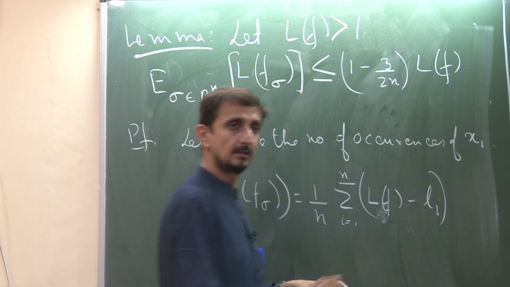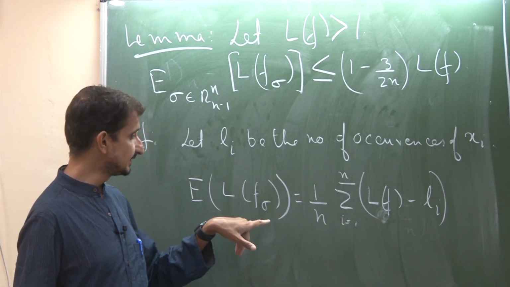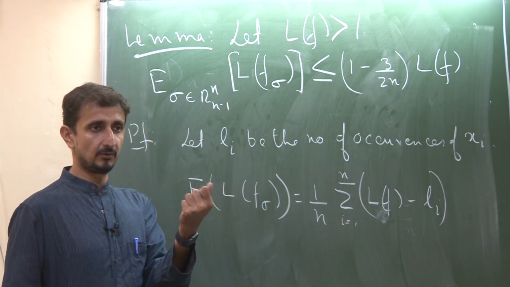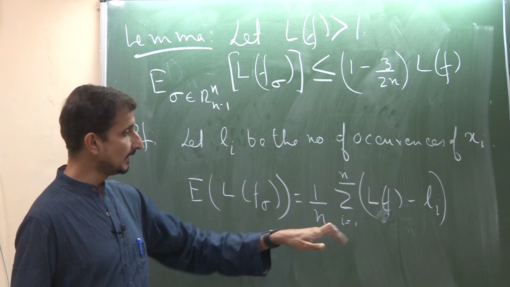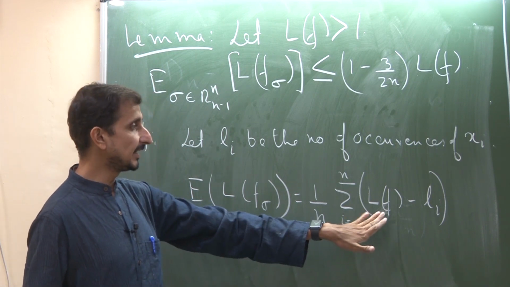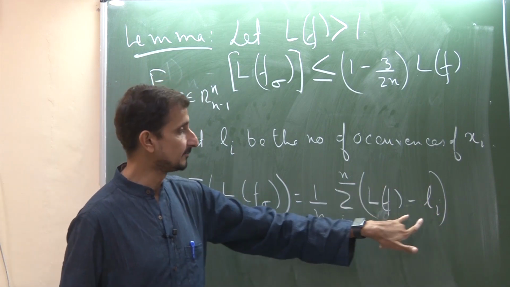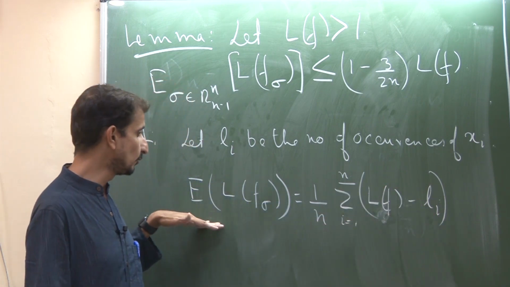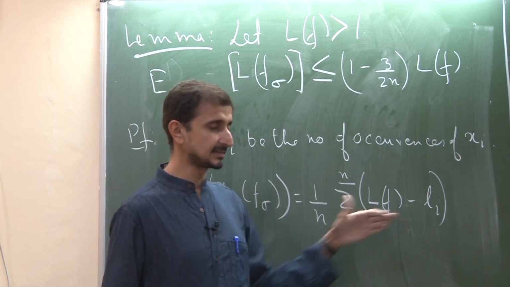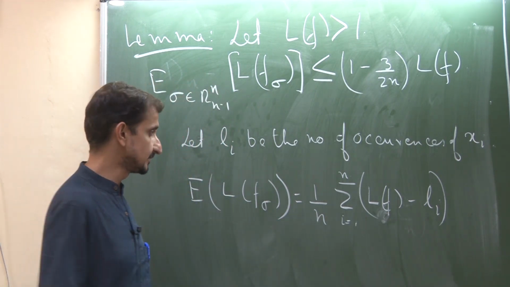Correct? So, essentially what I am doing here is that let us take the first variable. If I fix the first variable x1, then how many leaves will I have? I will have LF minus L1 many leaves. For the second variable, I will have LF minus L2 many leaves, because I am looking at the average. So, I just look at the sum divided by n. So, this is just the average.